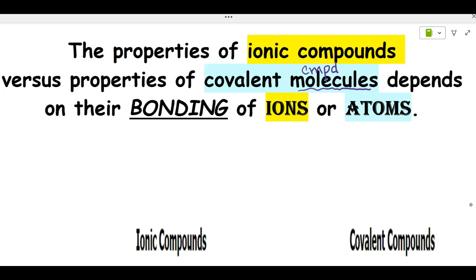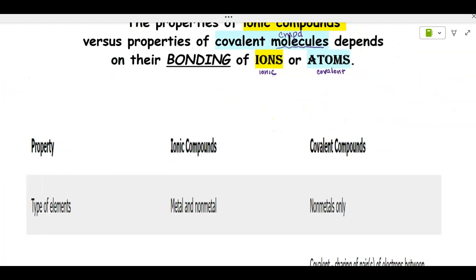And whether it's a bonding of ions, like ionic, or atoms, like covalent. All right, so this is a huge difference, and this is the primary one. Covalent bonds are made of atoms. Ionic compounds are made of ions that are attracted to each other. Ionic bonds are strong, very strong. Covalent compounds, variable strength.